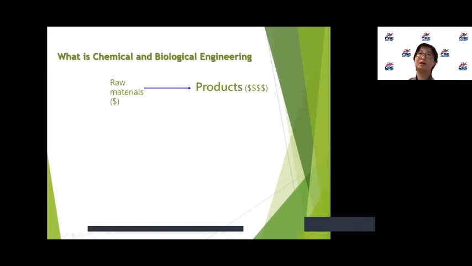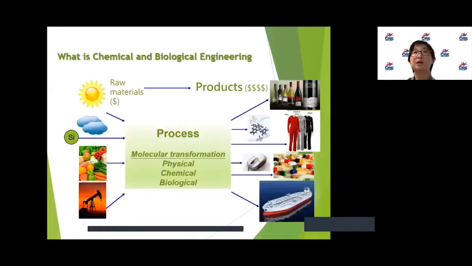Well, chemical and biological engineering involves designing processes and products using knowledge about molecular transformation. We can create a physical, chemical, or biological process to turn raw materials into high value-added products. We can design innovative products to meet our daily needs, as well as to address the grand challenges in food, healthcare, energy, and environment.